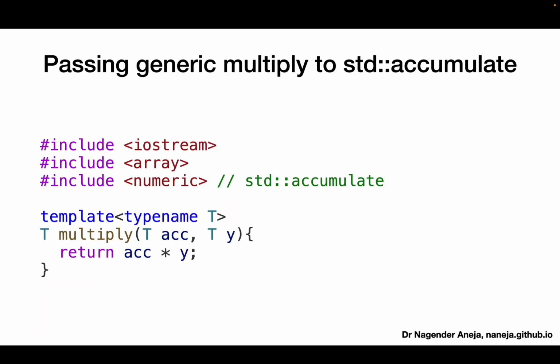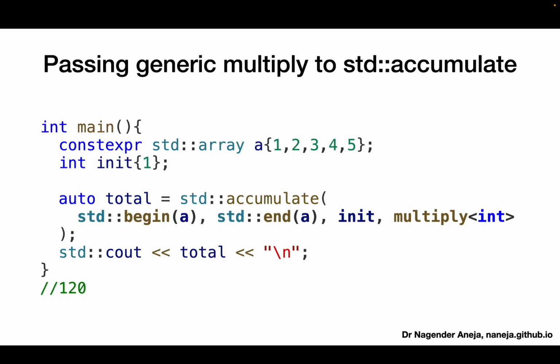Now, we can have a generic function as well. We can create this multiply with the template typename, so no need to write the type. And if you want to pass this generic function to accumulate, we can say multiply with integer, right? Because this is an integer. If it's a double, we can write multiply with double. So any function can be passed to accumulate.